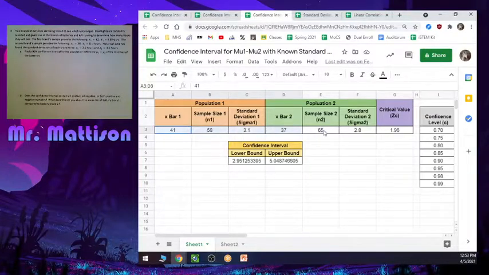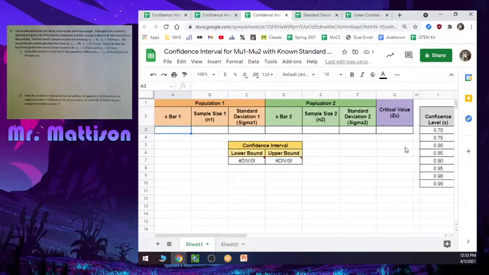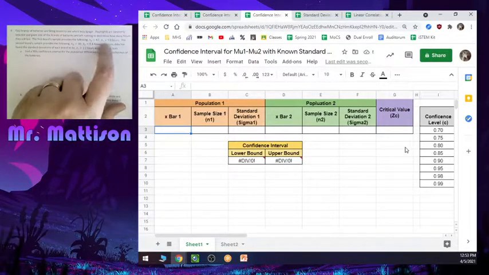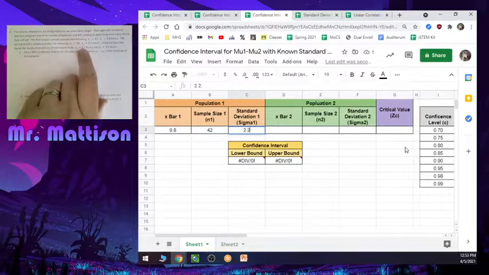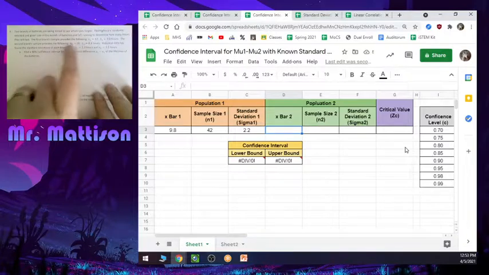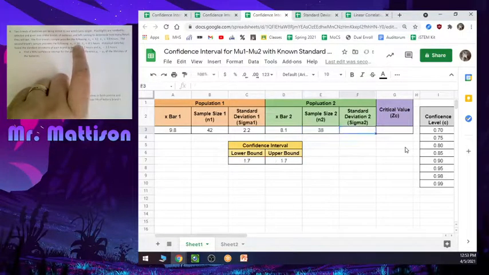So clear out all this stuff, and then let's start to put things in. So our X bar 1, I've conveniently labeled these as 1 and 2 for you. So we're going to have 9.8. And then my sample size, my N1, is 42. And then my sigma 1 was 2.2. My X bar 2 was 8.1. Sample size of 38. Standard deviation of 3.5.